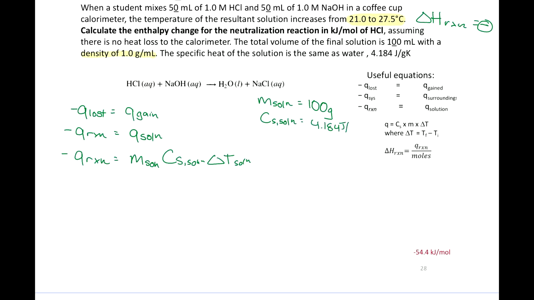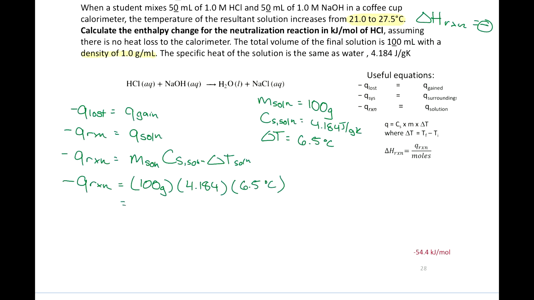So this looks very familiar as the previous one. And then delta T, final minus initial. I can do that in my head, right? 6.5 degrees Celsius, positive, okay, because the solution went up. All right, so those are all the terms that we need to place in that Q equals mc delta T equation. So negative Q of our reaction is equal to 100 grams, specific heat 4.184, and then delta T 6.5.